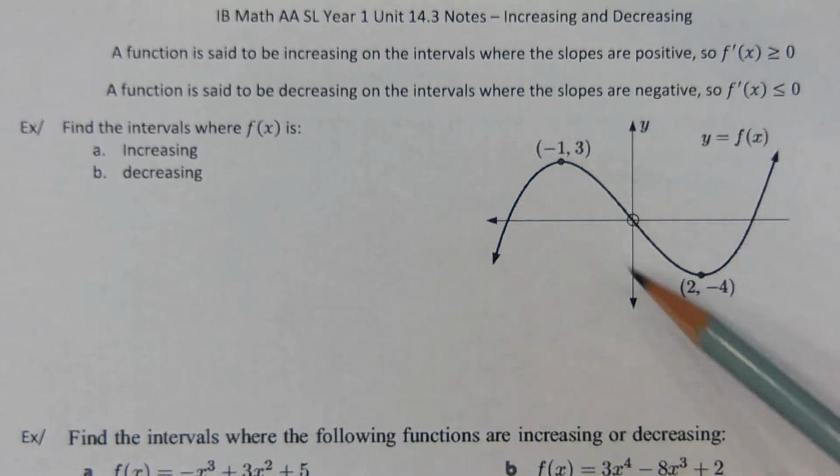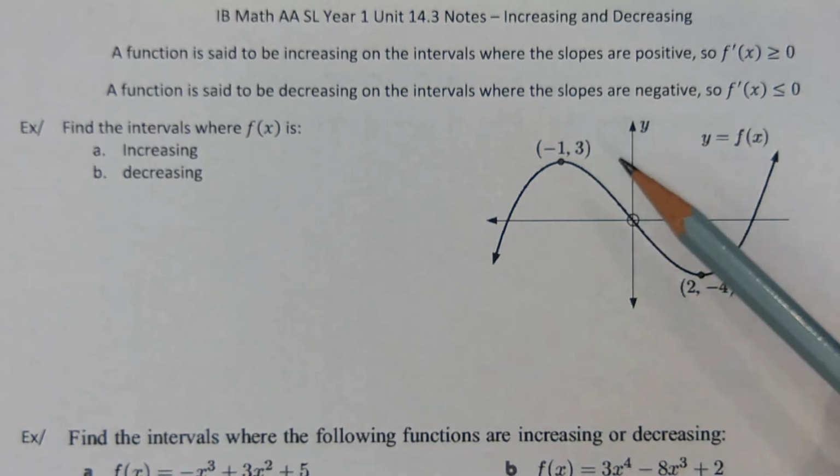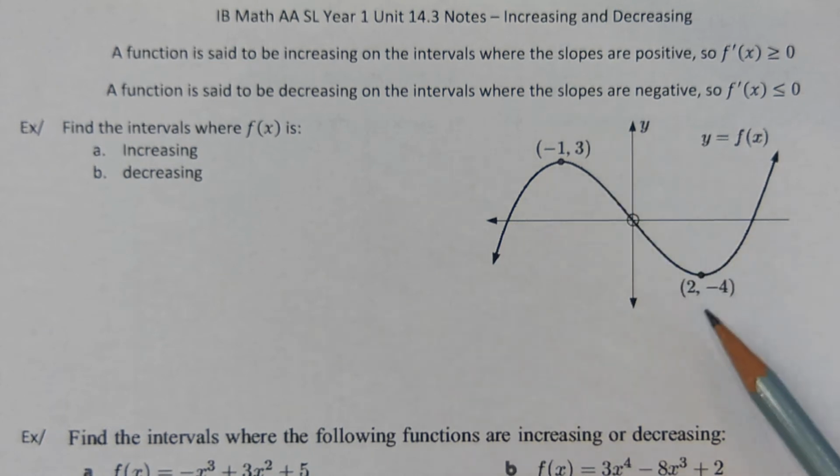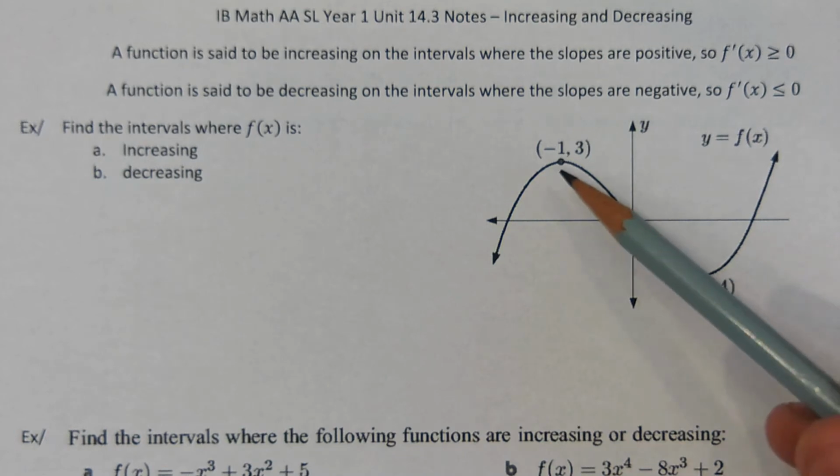So if we look at this picture, which is already graphed for us, and we actually see the coordinates of this local max and the coordinates of this local minimum, it's asking for the intervals where this function is increasing and decreasing. Well, again, what's happening at the maximum, what's happening at the minimum?